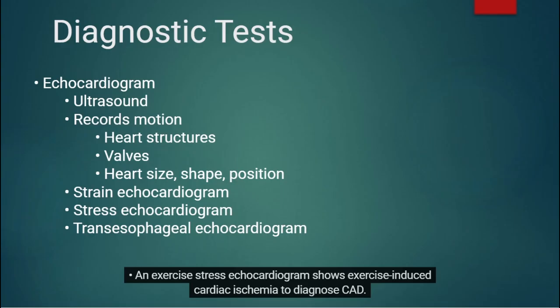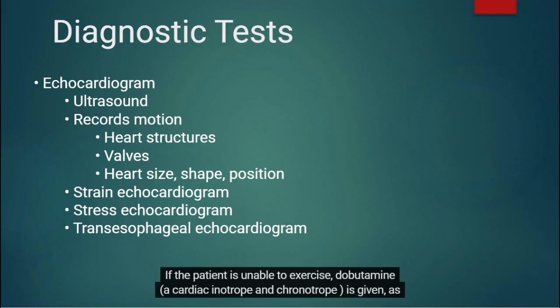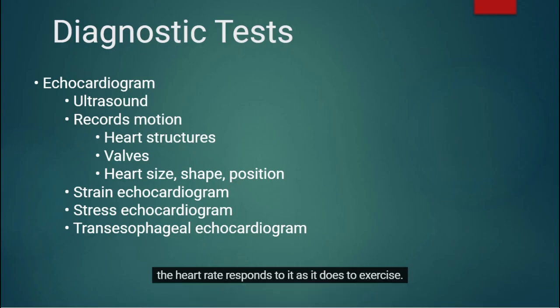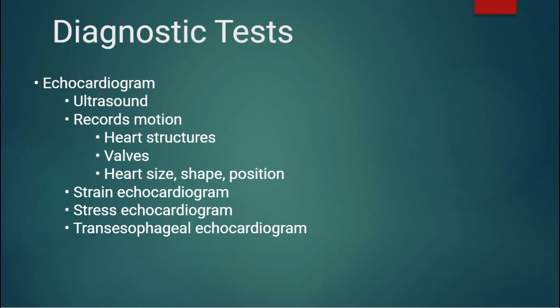An exercise stress echocardiogram shows exercise-induced cardiac ischemia to diagnose CAD. If the patient is unable to exercise, dobutamine, a cardiac inotrope and chronotrope, is given, as the heart rate responds to it as it does to exercise.